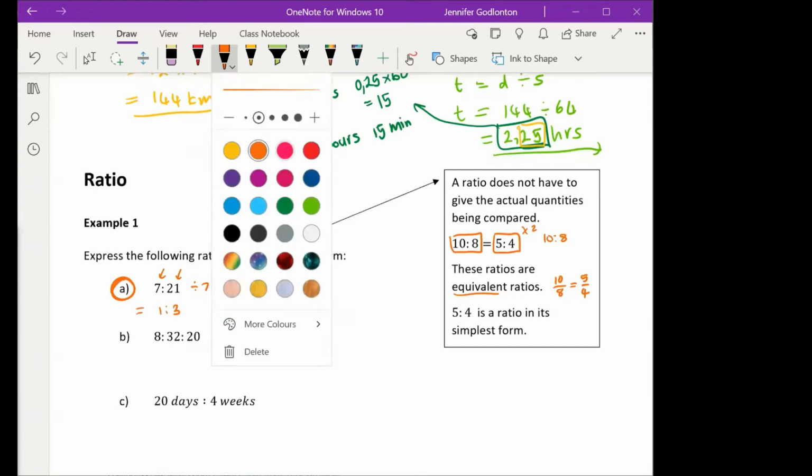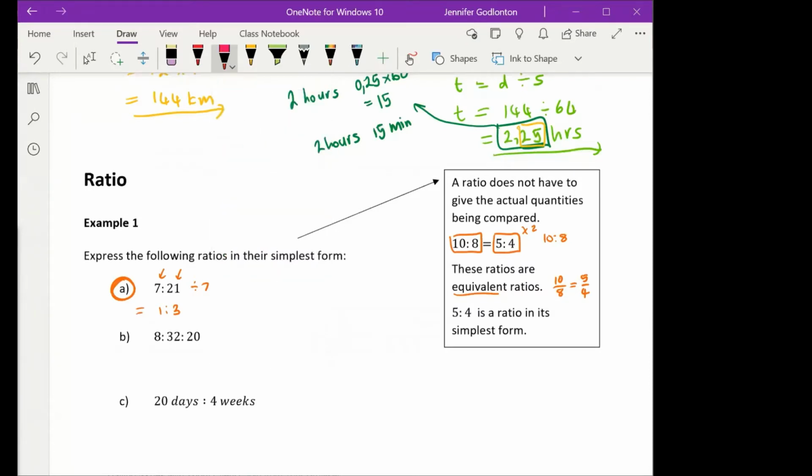Okay. Next one, very similar. The only difference here is that I have 3 numbers instead of 2 numbers. So what is that going to simplify down to?